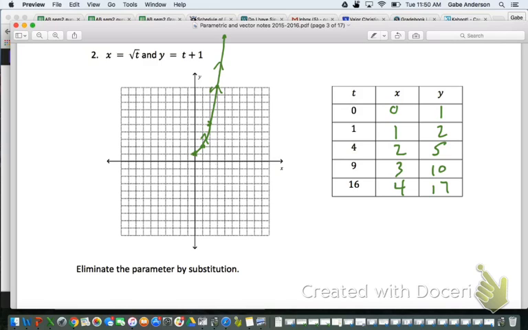And then as far as eliminating the parameter, did you guys just square both sides on the x equals root t? If you do that, of course you get x squared equals t. And then you could just plug that in directly. You get y equals x squared plus 1. We all heard Hayden earlier say it's a parabola. Technically, isn't it just the right half of a parabola? The left half did not get graphed here because of our t domain, I guess you could say. But that's it.